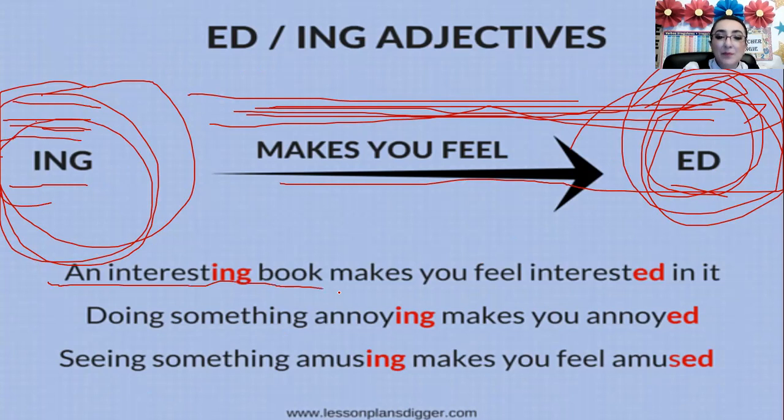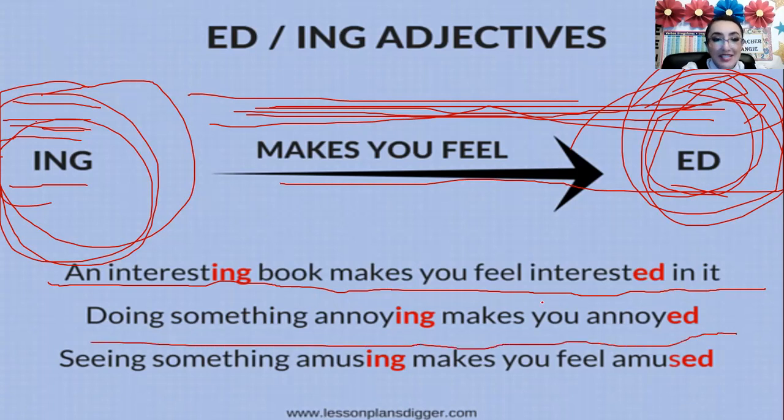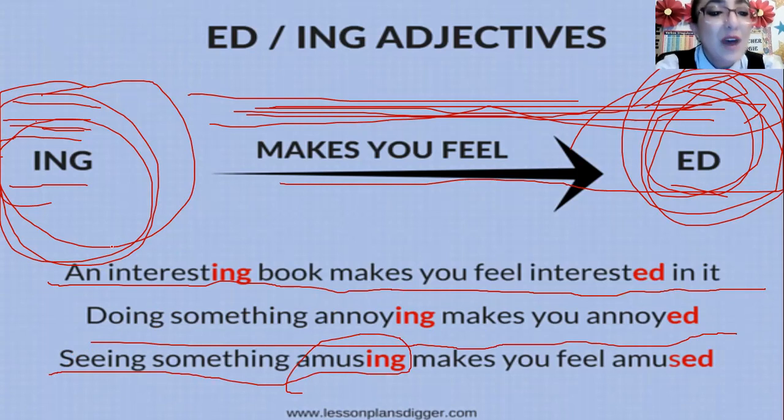An interesting book makes you feel interested in it. Un libro interesante te hace sentir interesado en ello. Doing something annoying makes you annoyed. Hacer algo desagradable te hace sentir desagradable. Seeing something amusing makes you feel amused. Can you see the difference? What other examples can you have related to this? Tell me. ¿Cómo vamos?